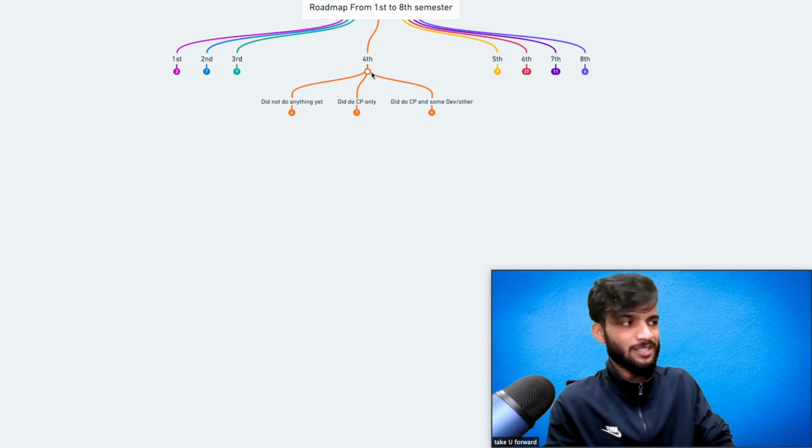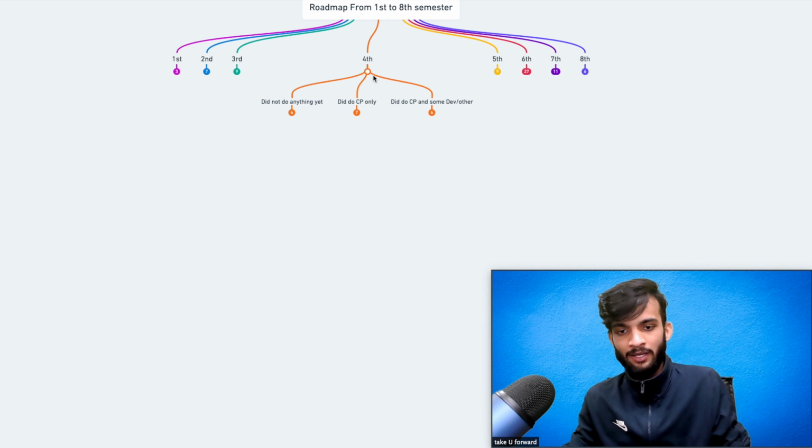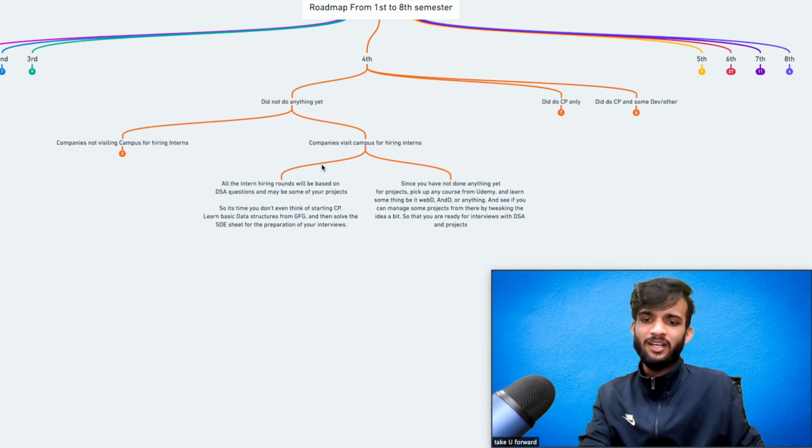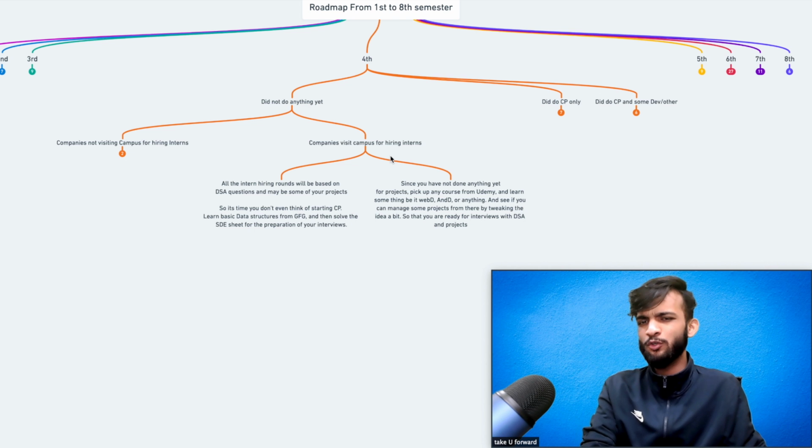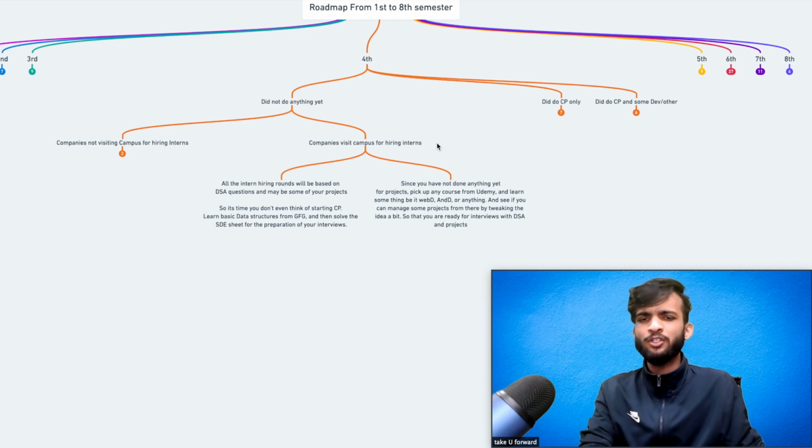What about the fourth semester? There's a lot of probability. It might happen you haven't done anything yet. So what if there are companies visiting your campus for hiring interns, and until now you haven't done anything? The first thing you need to observe is that all the intern hiring rounds will be based on data structures and algorithms and not on CP. So even if you do DSA properly, I think you should be sailing through. And probably if you have some mini projects, it might help you.